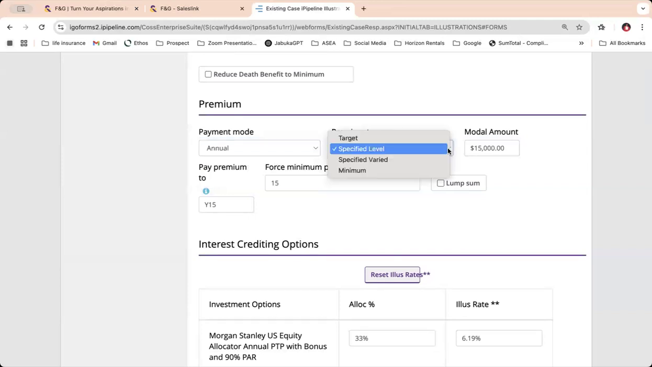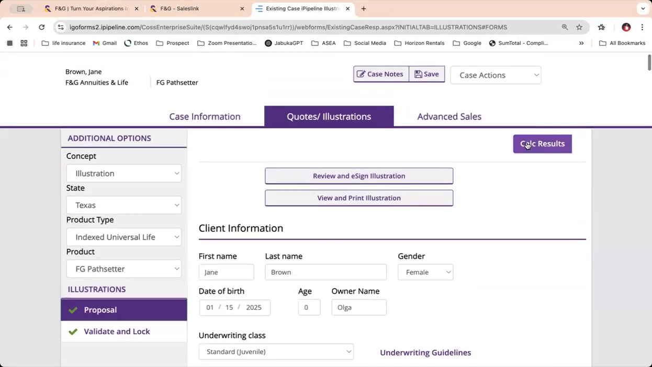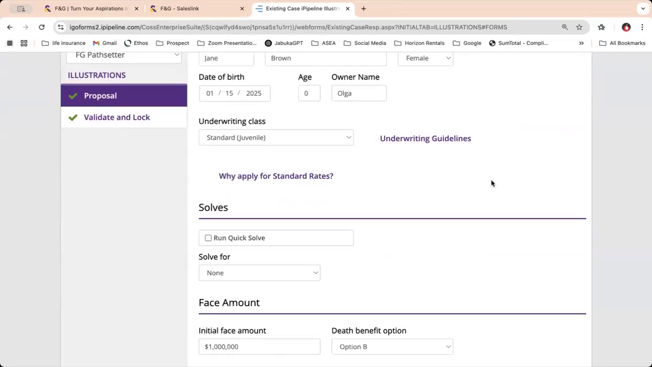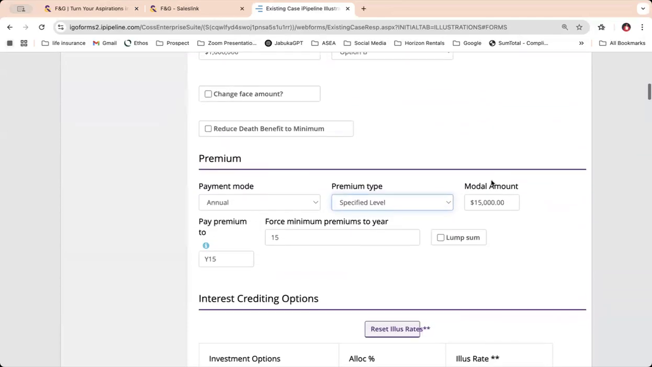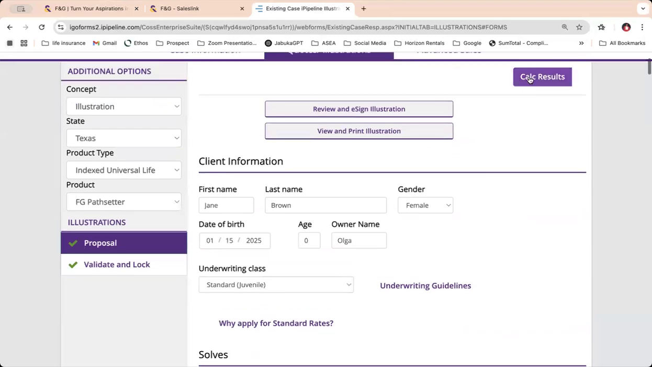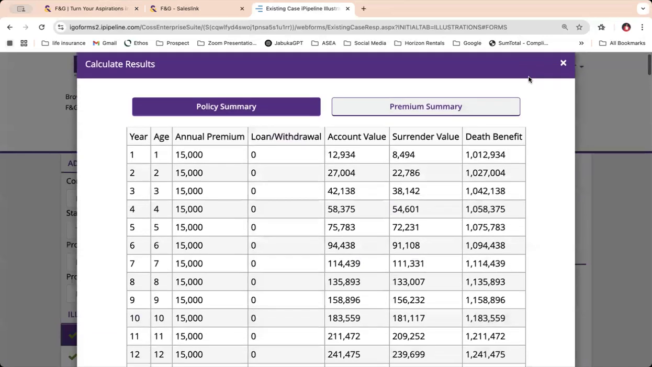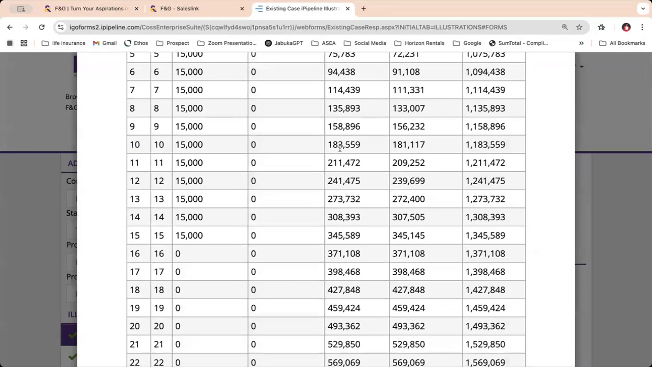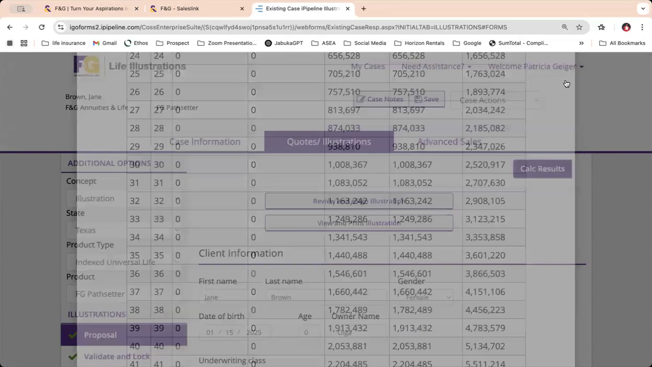Because there are different options: the specified varied and the specified level. So let's see what level means. And then 15,000, and then we go to calculate. And then you bring the year to 15, because we said we're going to do it for 15 years. Okay, so now let's look at these numbers. So this child, we wanted to do at the age of 18 when the child is going to college, right? Yeah, you can change the year to 18 there.